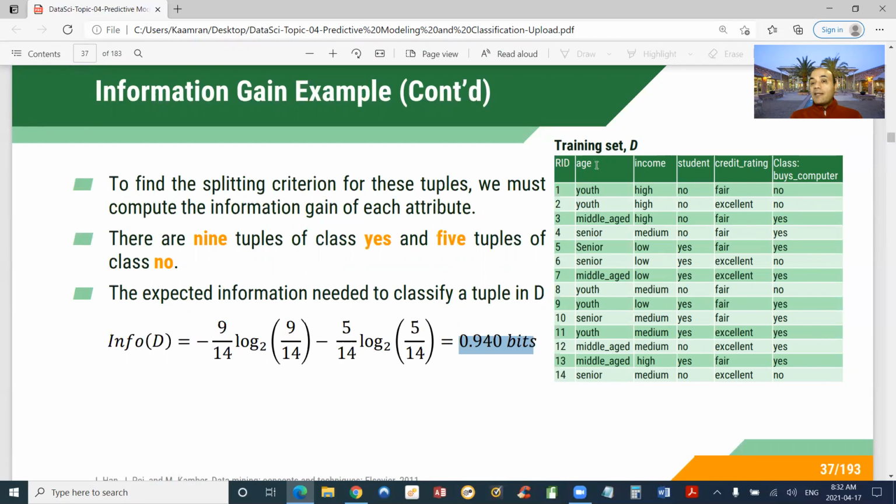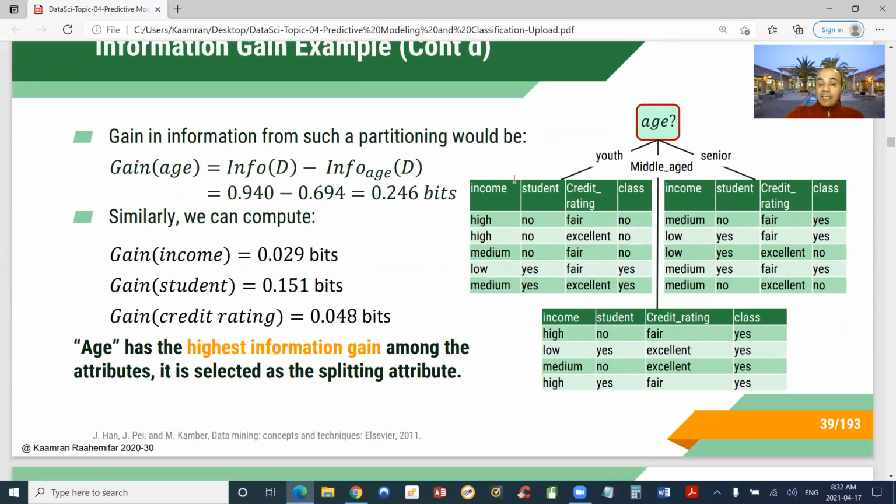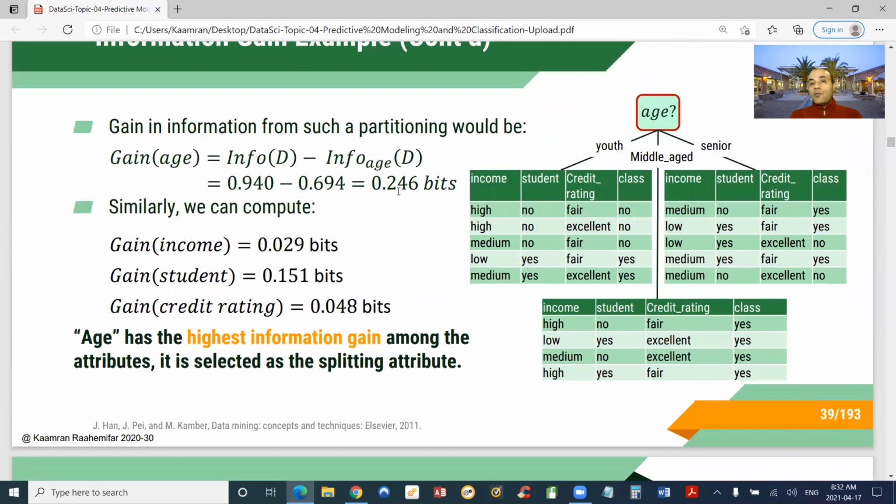But we are trying to see whether age is going to be a splitting node, income, student, or credit rating. Now when we calculate and subtract them, we see 0.246, 0.029, 0.151, 0.048. Which one gives you the maximum information gain? The maximum information gain is actually achieved by age. So what do you say? You're going to say, listen, I'm going to start my decision tree from the splitting node, and the root node is going to be age, okay?